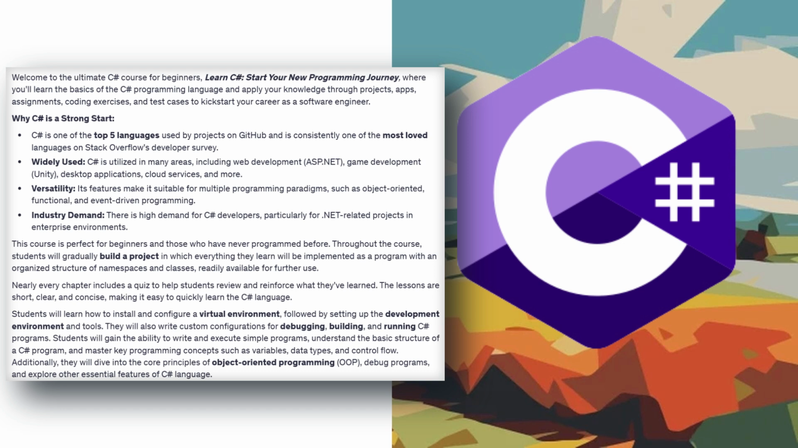Welcome to the Ultimate C# course for beginners, where you'll learn the basics of the C# programming language and apply your knowledge through projects, apps, assignments, coding exercises, and test cases to kickstart your career as a software engineer. C# is one of the top 5 languages used by projects on GitHub and is consistently one of the most loved languages on Stack Overflow's developer survey.